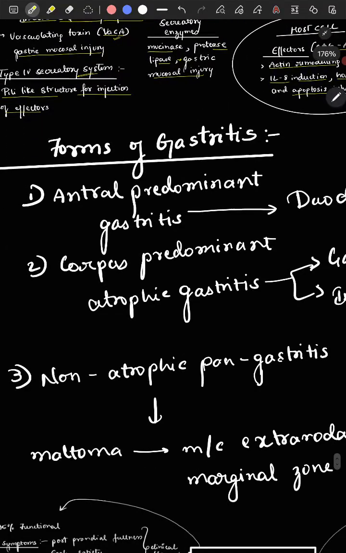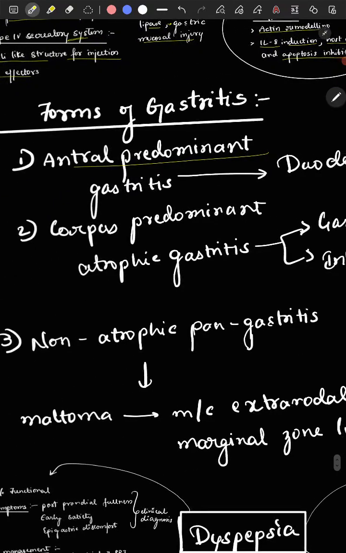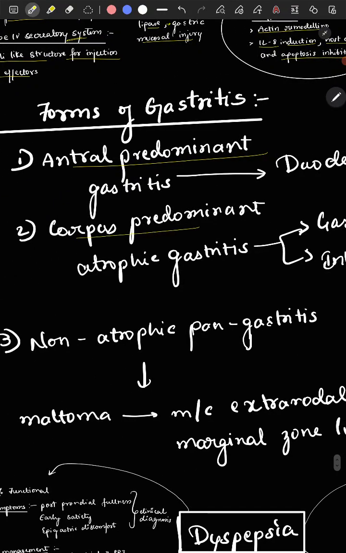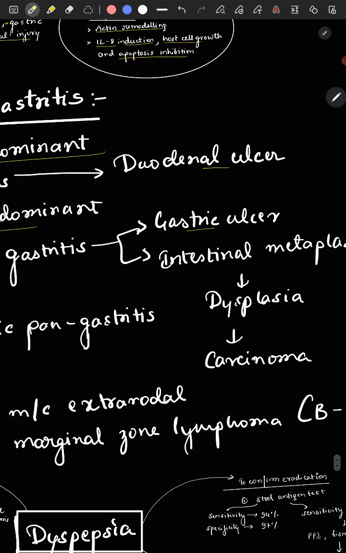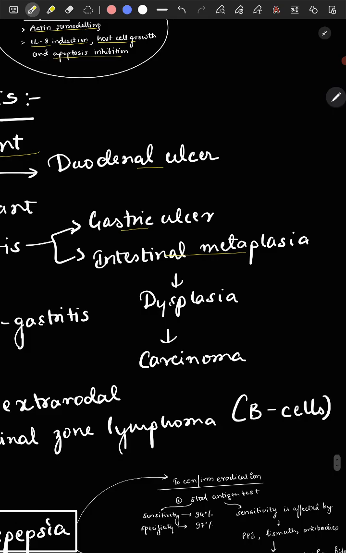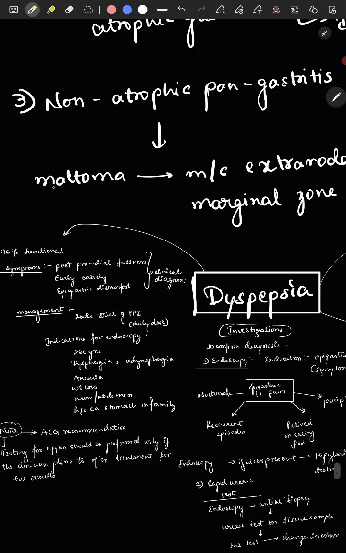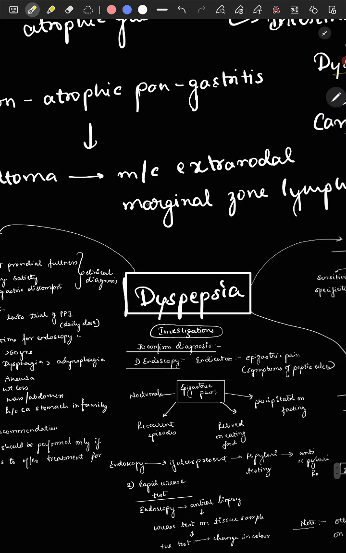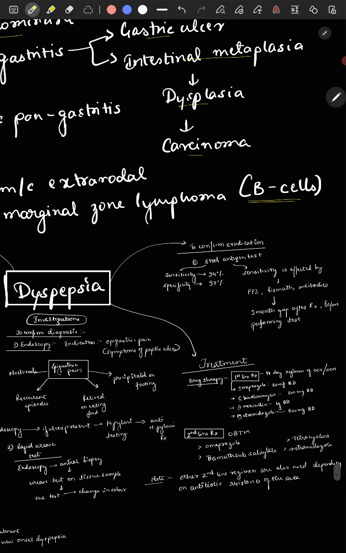Forms of gastritis: antral predominant gastritis causes duodenal ulcer. Corpus predominant atrophic gastritis causes gastric ulcer or intestinal metaplasia, which causes dysplasia and then carcinoma. Non-atrophic gastritis causes MALToma, which is a main cause of extranodal marginal zone lymphoma involving B cells.